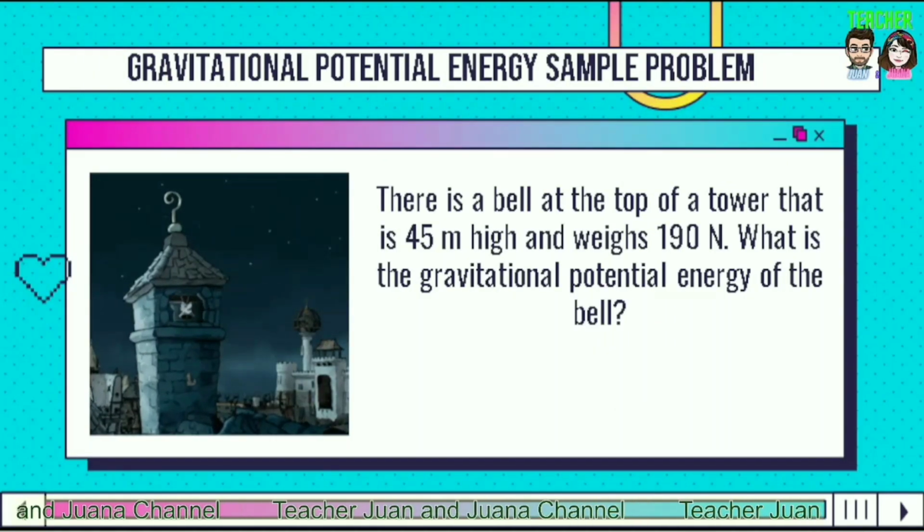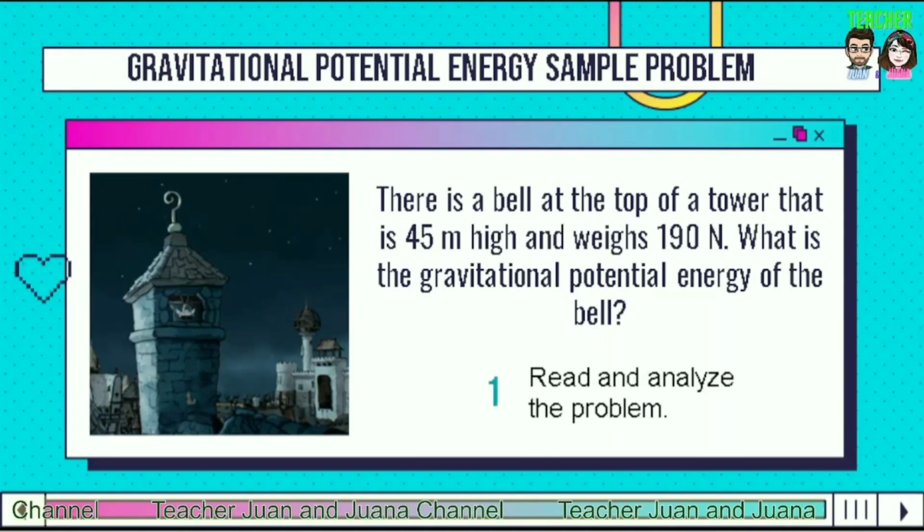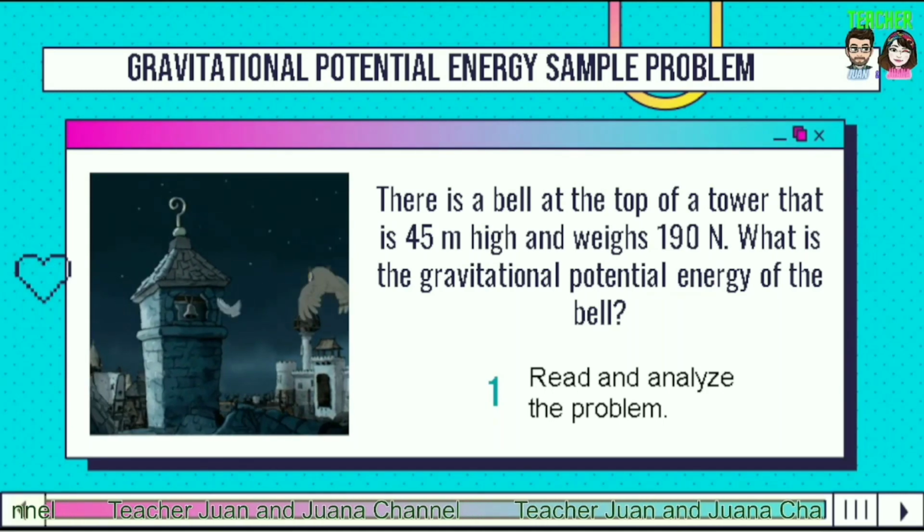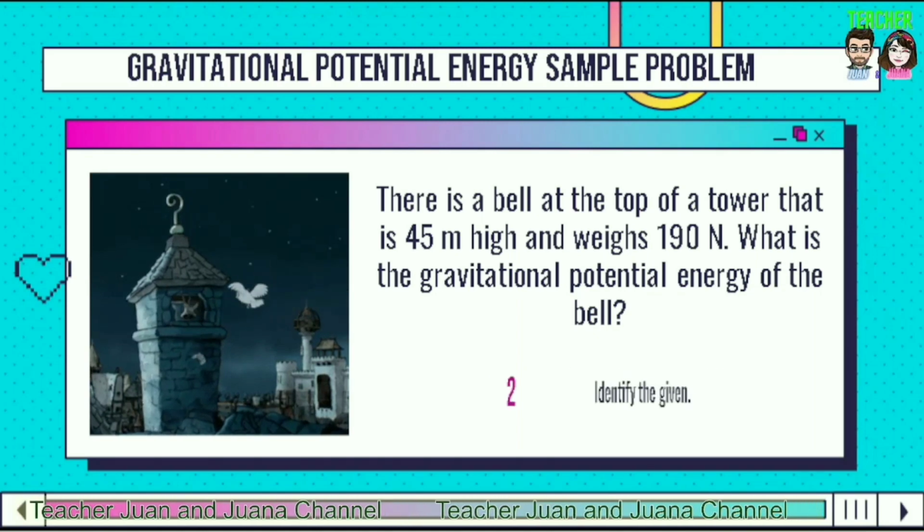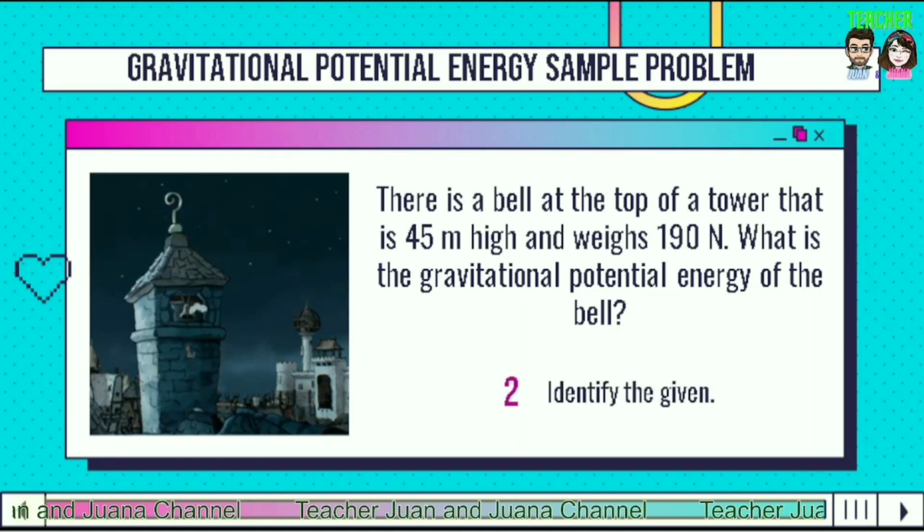Go back to the problem. The first thing we should do is to read and analyze the problem. Let us read again the problem. There is a bell at the top of a tower that is 45 meters high and weighs 190 newtons. What is the gravitational potential energy of the bell? After reading and analyzing the problem, what we should do next? Correct. Identify the given.